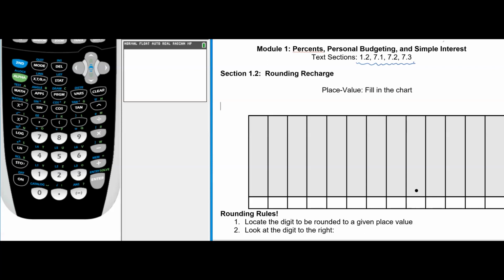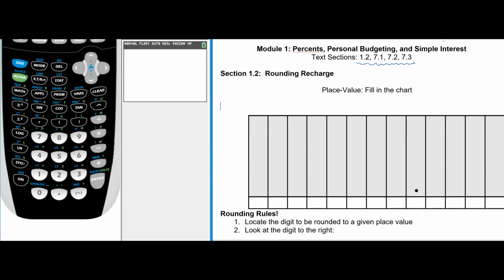Now you don't need a graphing calculator for this course. This is really nice software to use. So that's why I'm using this calculator. But the steps that I use on this calculator will work for any type of calculator. So don't worry if you don't have one. So let's get started. We're going to talk about rounding, which is section 1.2.